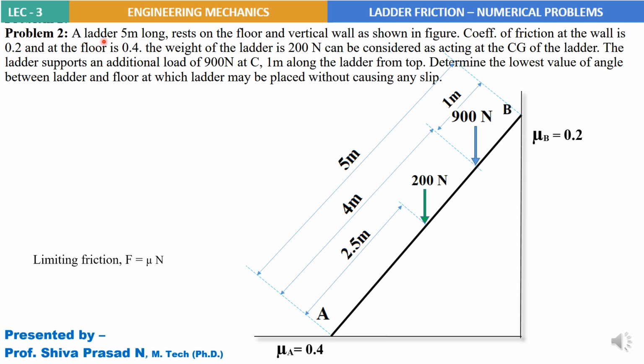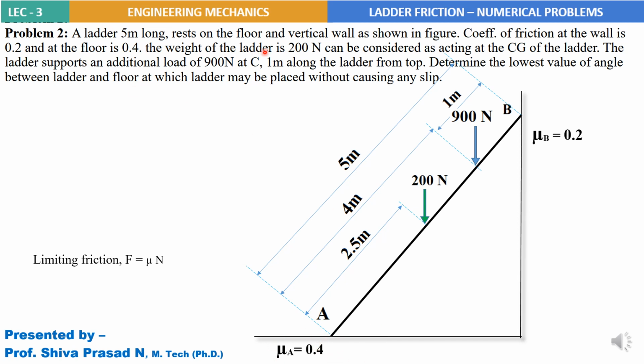A ladder 5 meter long rests on the floor and vertical wall as shown in the figure. The sketch is given to you. Coefficient of friction at the wall is 0.2, and at the floor is 0.4. Okay, at the floor mu A equal to 0.4.